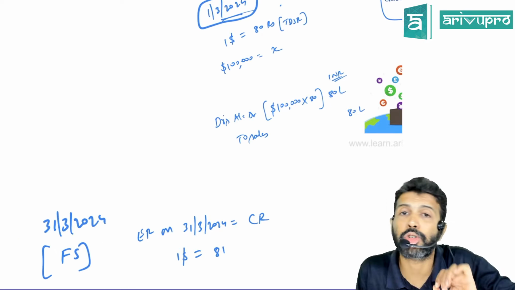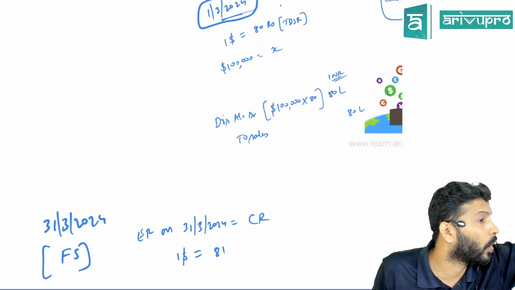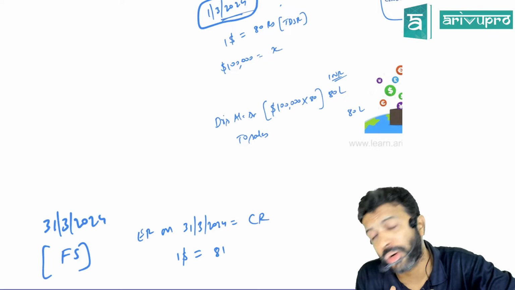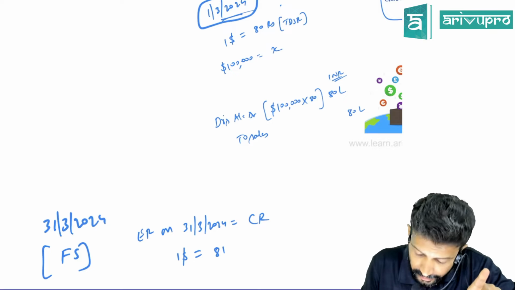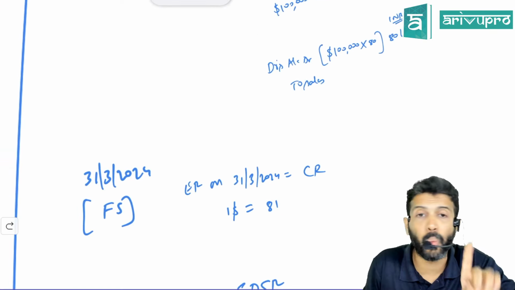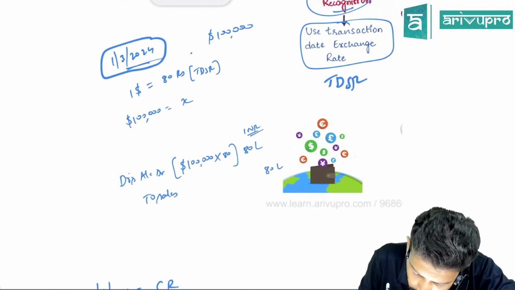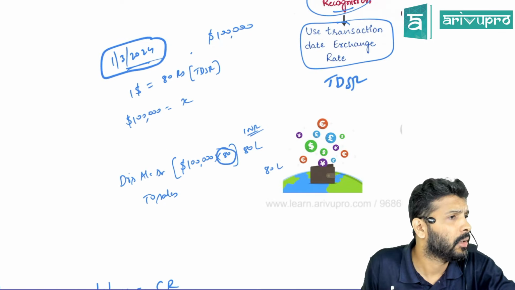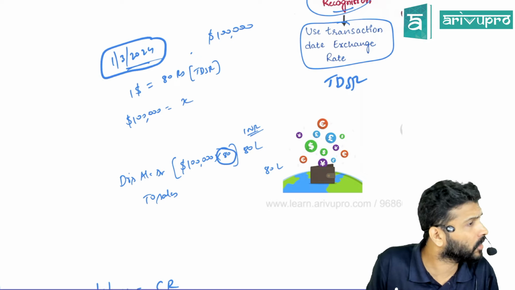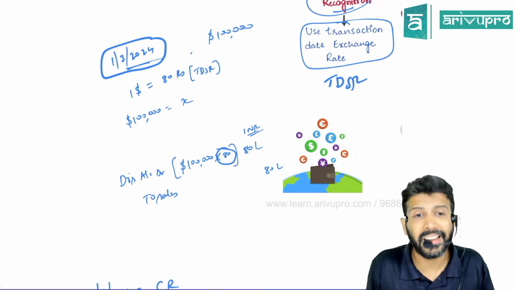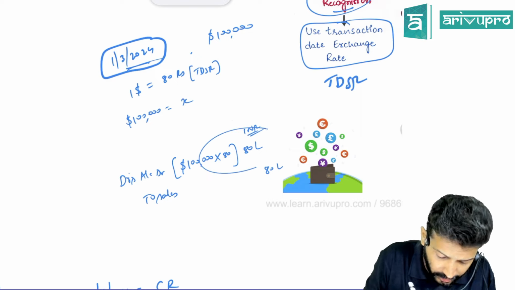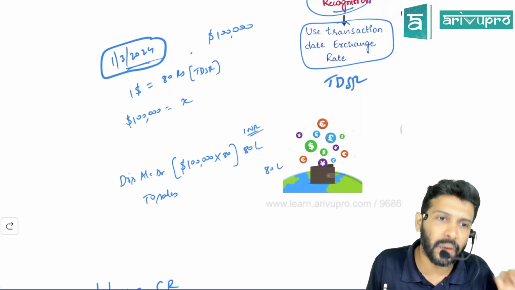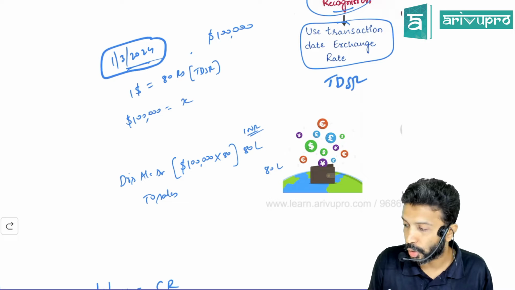All monetary items should be shown in your balance sheet using what? Closing rate. Meaning the debtor should be converted and shown in your balance sheet using closing rate. And what is the closing rate, sir? 81. Hang on. Did you convert the debtor at 81 or 80? 80, because the transaction date spot rate was 80. So you converted at 80. But can you show this debtor at 80 value in the balance sheet or 81? 81. Okay, sir. You have to show it at 81.